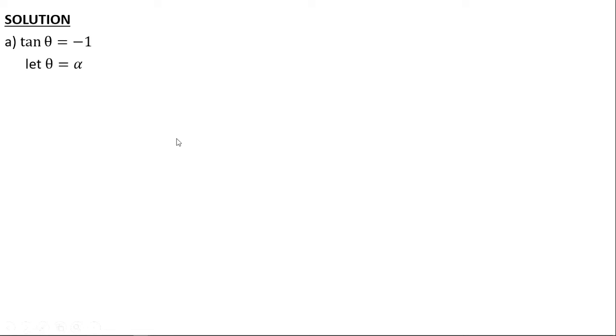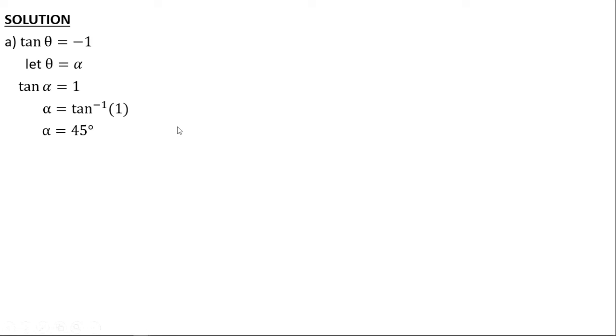So we are going to say, let theta equal to alpha. Then tan alpha will be equal to 1. Find the tan inverse of 1. Our alpha will be equal to tan inverse of 1. Alpha will be equal to 45 degrees. Now, where is tan negative? Tan is negative in the second and fourth quadrants.